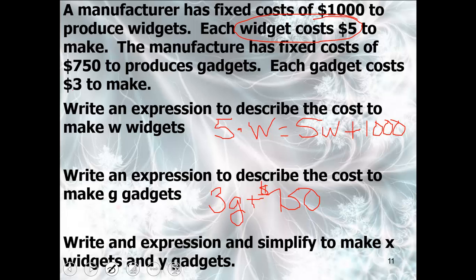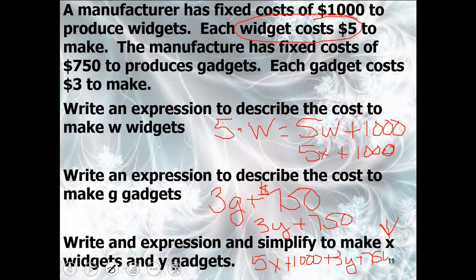Write an expression and simplify to make X widgets and Y gadgets. So all that means is just use the cost for the widget, use the variable X, and use the variable Y. 5x plus 1,000, 3y plus 750. Okay? So all I have to do is combine those two expressions together. So I get 5x plus 1,000 plus 3y plus 750, and then combine the like things. 5x plus 3y plus $1,750.